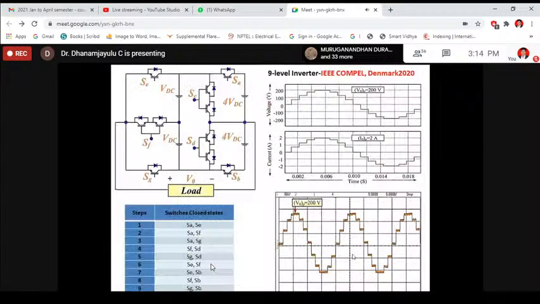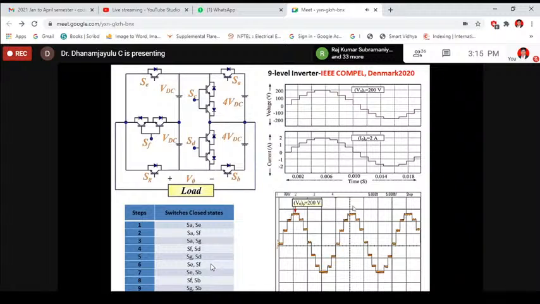And this is another kind of topology. By employing 3 DC sources, 4 unidirectional switches and 3 bidirectional switches, we are able to generate 9 levels. And this is another structure, operating in asymmetrical mode. This is the simulated result, and this is the experimental result.